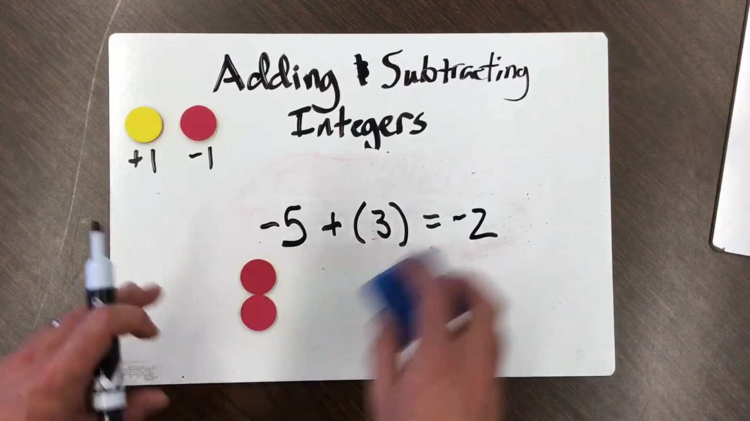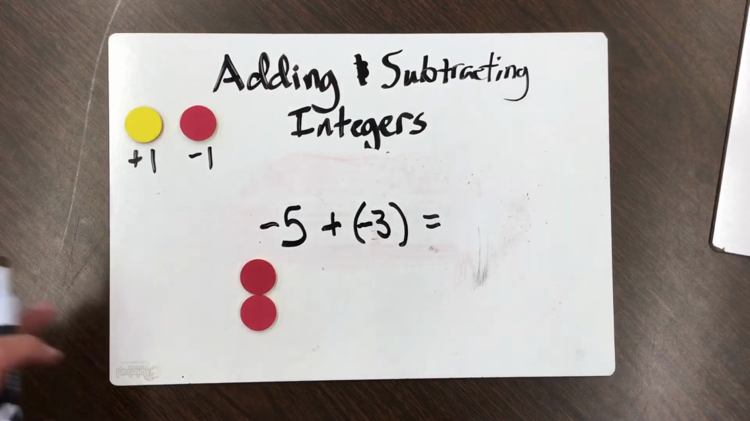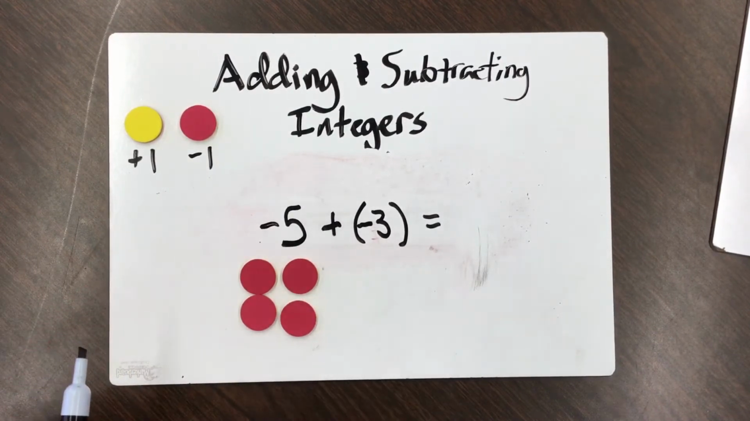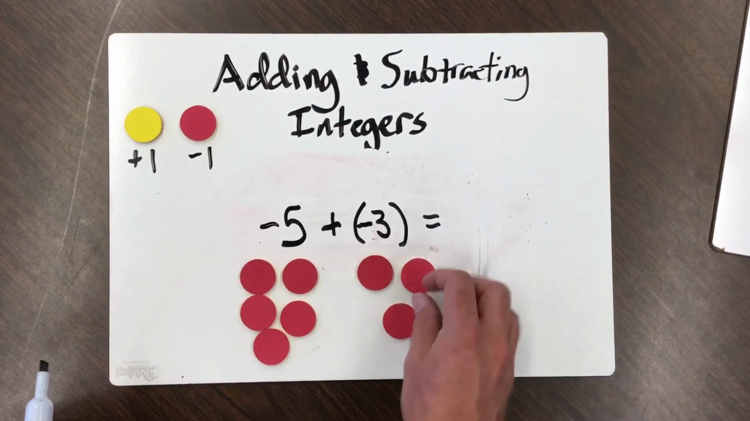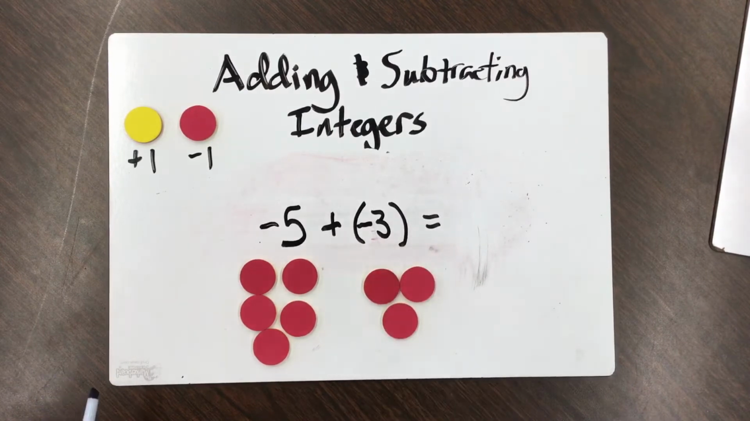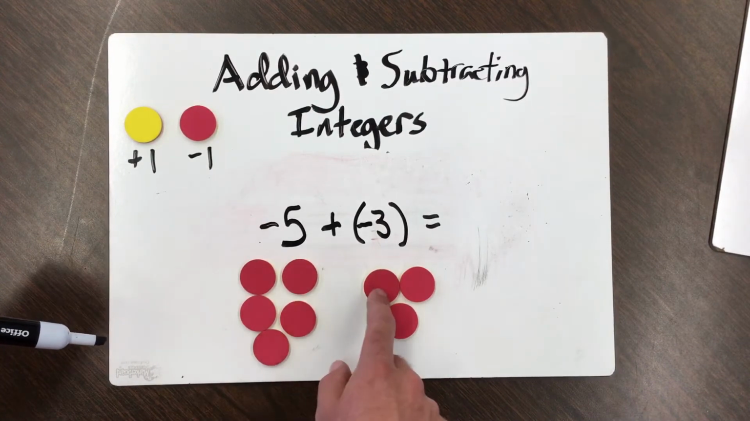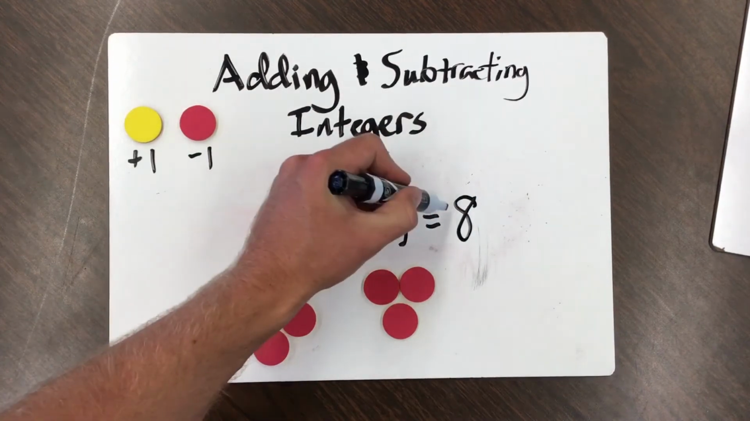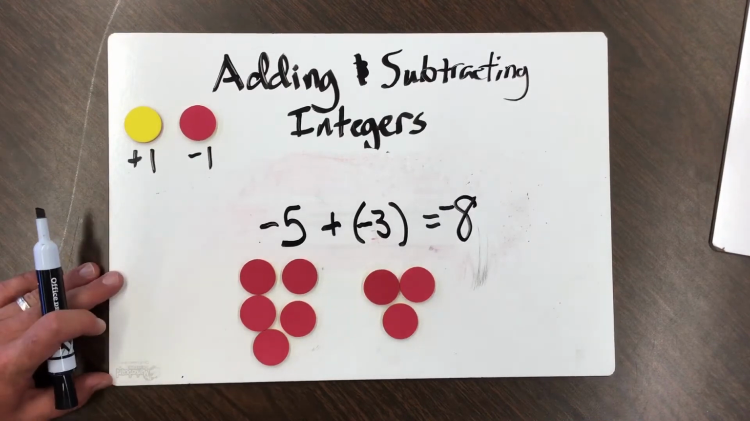Okay, now, erase that. Let's make this -3 and see what happens. So again, I need 5 reds for the -5, and I'll need 3 reds for the -3. And here, they don't cancel out because they're all the same color. So I just count them all up. 1, 2, 3, 4, 5, 6, 7, 8. And there we go. We have -8 because they're all red. They're negative.